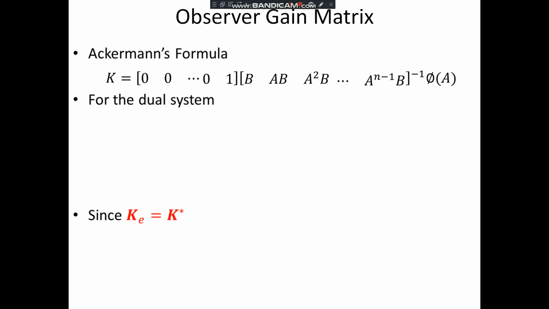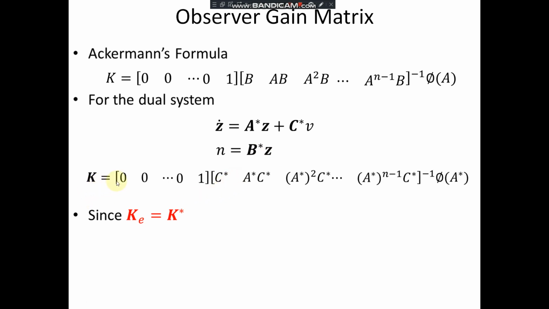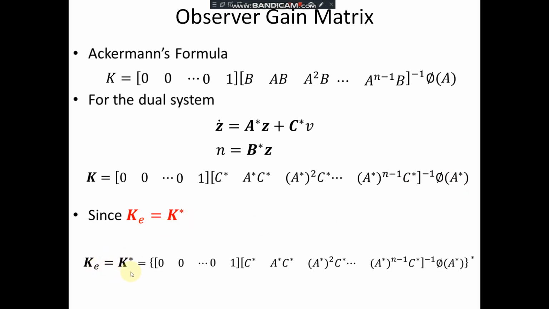Then using Ackermann's formula, the state feedback gain matrix K can be obtained with this equation, and the dual of this system is Z dot equal to A transpose Z plus C transpose V, n equal to B transpose Z. This is the duality we use. Then K becomes 0 0 and so on, and the last element is 1. Then the matrix becomes C transpose, A transpose C transpose, A transpose square C transpose, up to A transpose raised to n minus 1 C transpose, its inverse into phi of A transpose. Therefore we obtain the value of Ke as the transpose of this whole equation, that is K transpose.